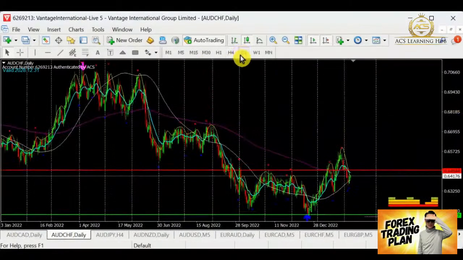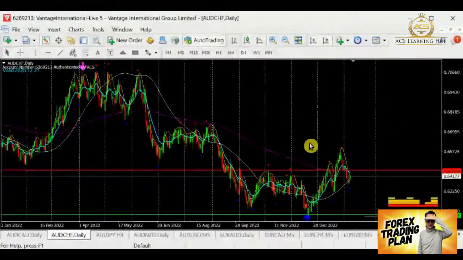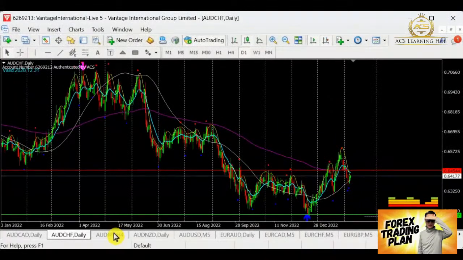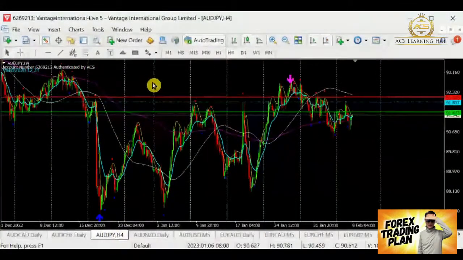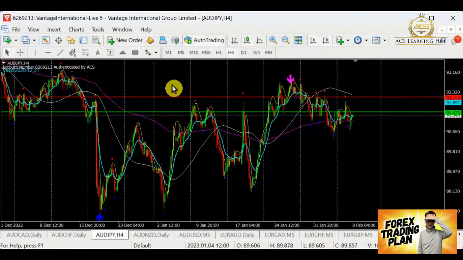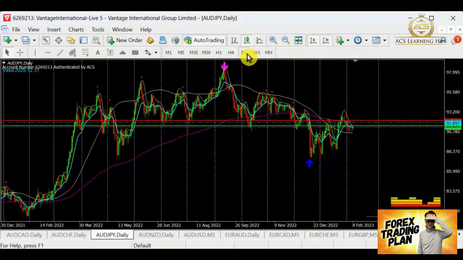For Aussie franc over here, it's also respecting the bull, the support, so I'm still quite concerned about it. Next to go is Aussie yen. As for Aussie yen over here, we are actually transiting into bear. So we are looking for a selling opportunity for Aussie yen.